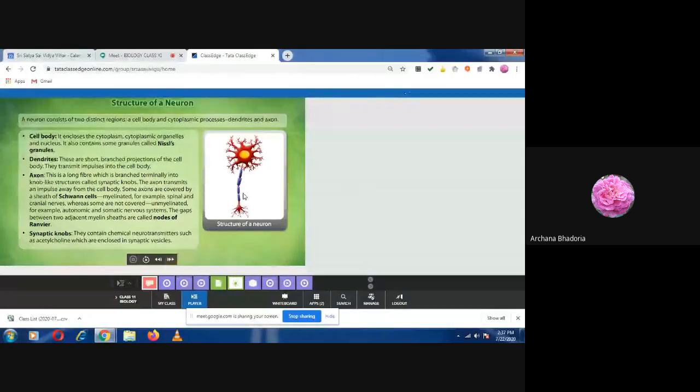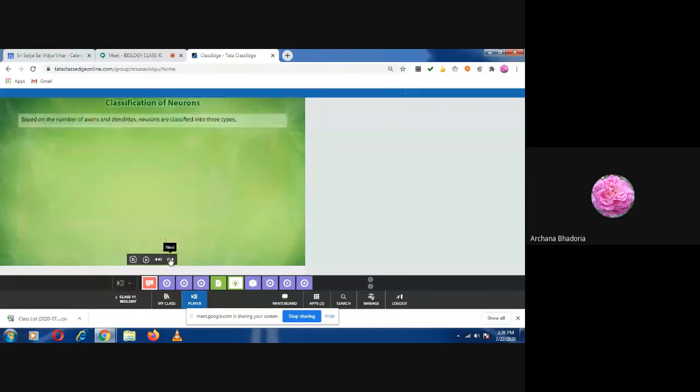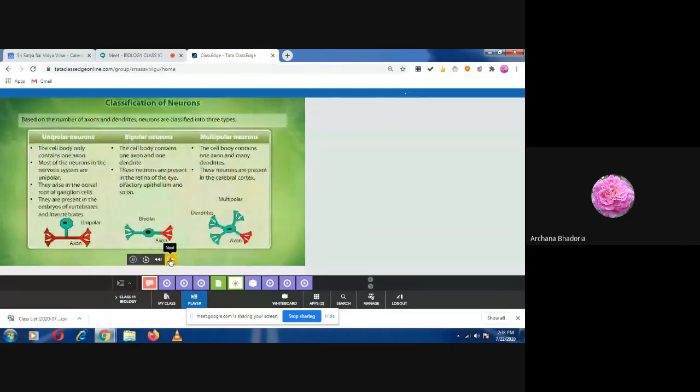And the gaps are there in this sheath, and these gaps are called what? Nodes of Ranvier. That is known as nodes of Ranvier. So we completed the structure of the nerve cell. Everyone will draw the diagram of the nerve cell in the notebook. Okay. Now what are the different types of nerve cells?